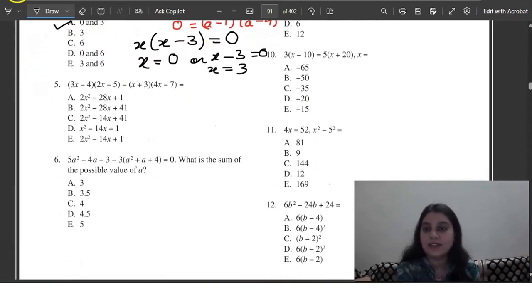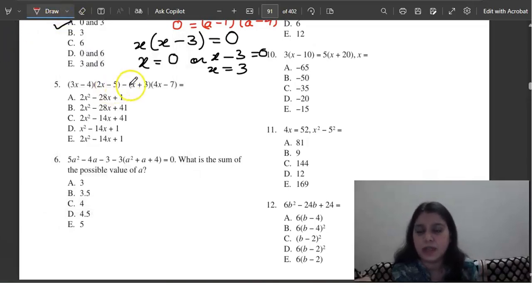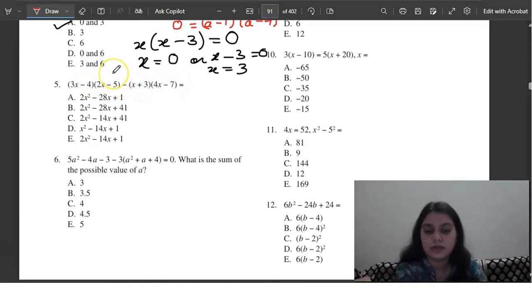Now the fifth question. Here we have to simplify this. We'll see if we can take something common. If not, we are just going to simply multiply. So taking common doesn't seem possible. So we're just going to multiply and see what we're going to get. The first will be, we'll put it in one bracket. 3x into 2x, that is 6x square, minus 15x, minus 8x, plus 20.